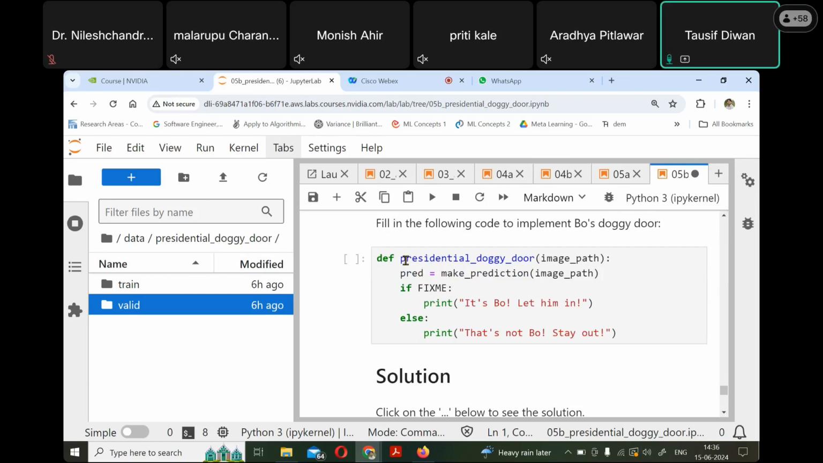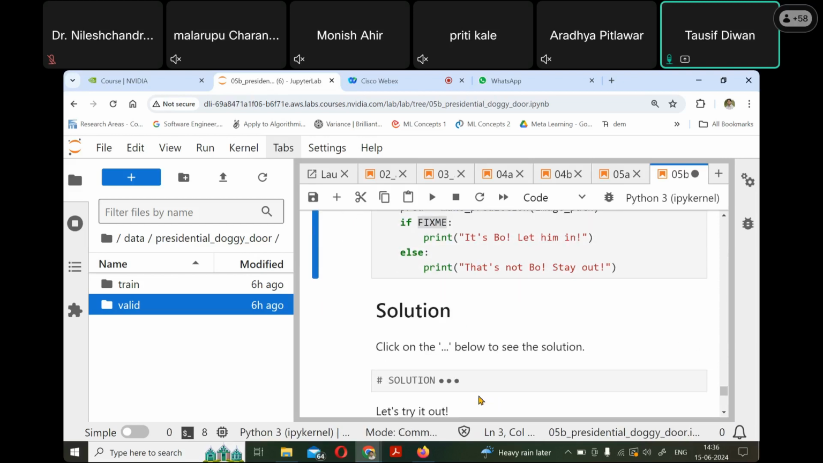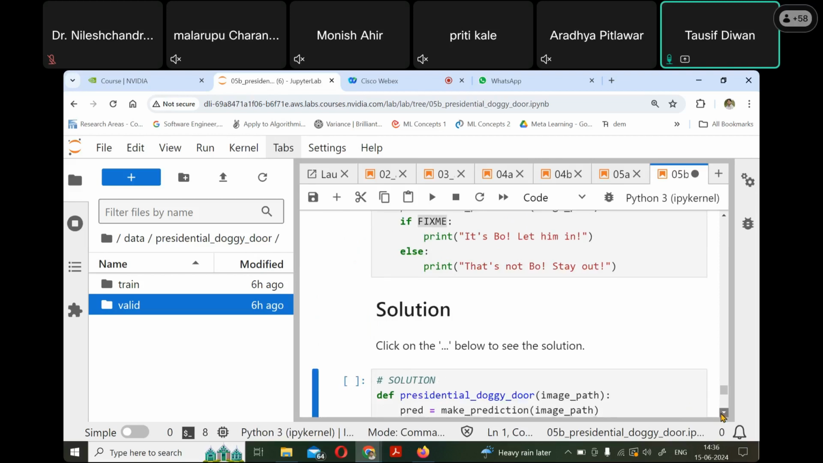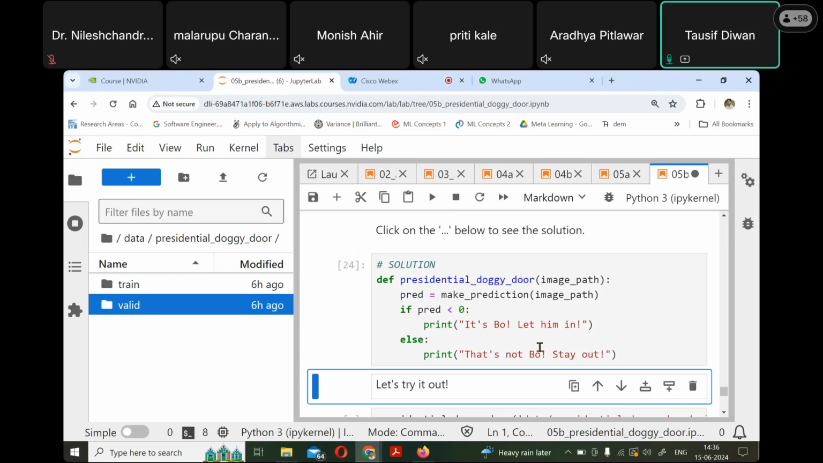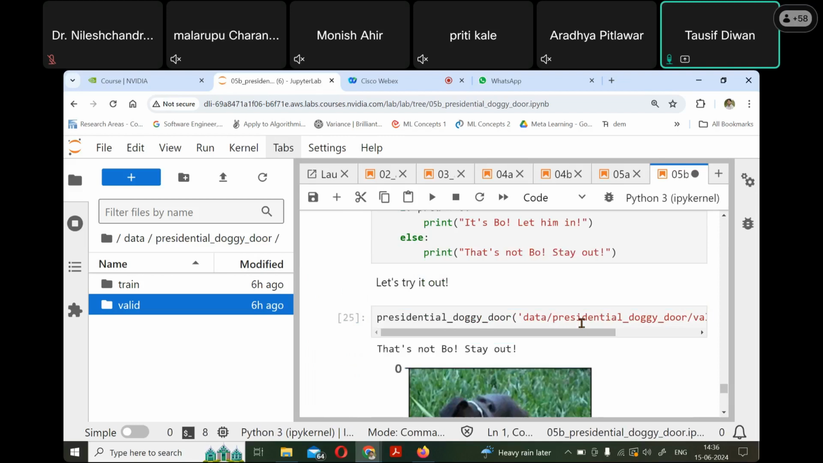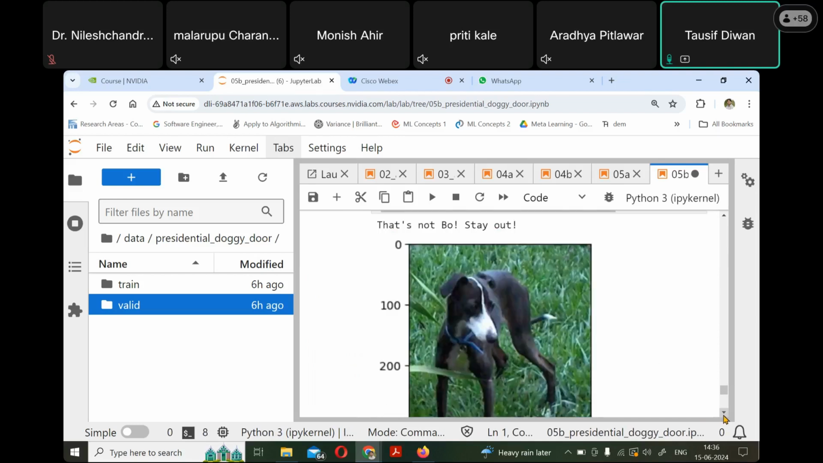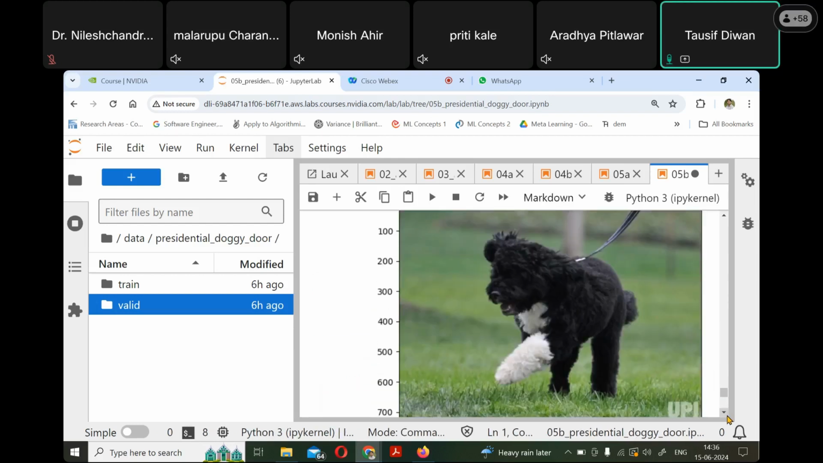Now we can write the definition for presidential doggy door. Here we just need to pass the image path. It will make the prediction, and if fix me, then it should print this, otherwise not. What should be there in place of fix me, you can figure it out, or you can just look at the solution. If prediction is less than 0, then it's a bow, otherwise it is something else. So we can once again run the same. It's not a bow, and this one, it's a bow.